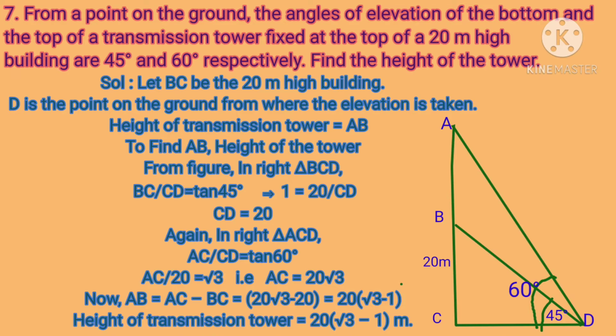Now find AB. AB is equal to this distance AC minus BC. So put the values here: 20 root 3 minus 20. Take 20 common. So 20 times root 3 minus 1.